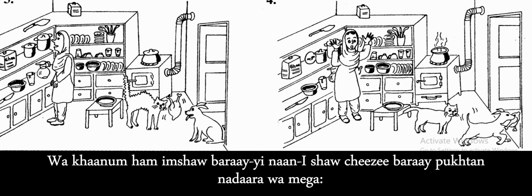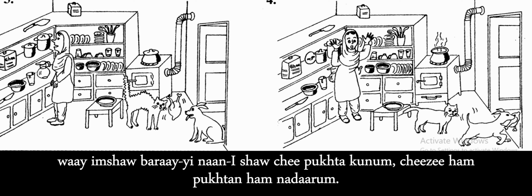And the lady doesn't have anything to cook for dinner tonight. And she says, "امشب برای نان شب چی پخته کنم؟" What should I cook for dinner tonight? "چیزی برای پختن ندارم." I don't have anything to cook tonight.